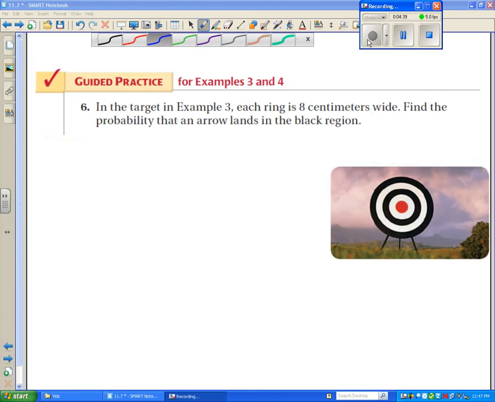I chose to do guided practice number 6. It references the target from the previous problem. Go ahead and pause the video, see if you get the same answer I do.